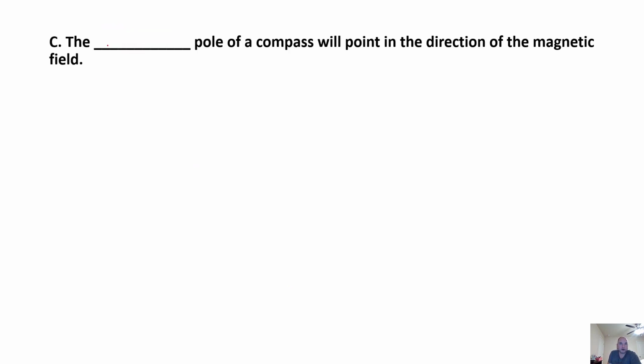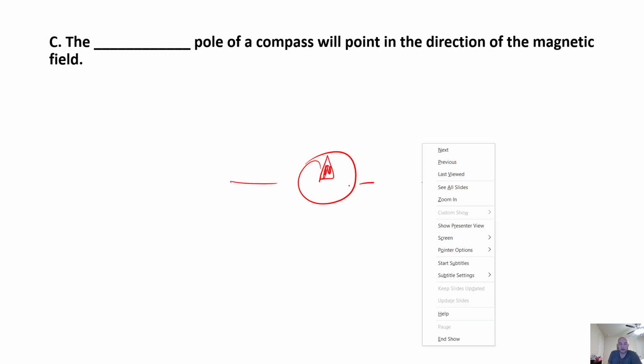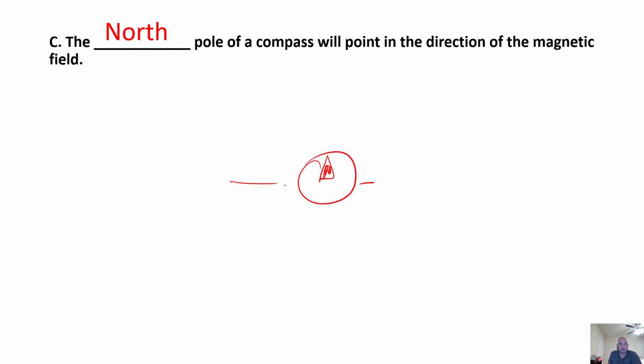So the blank pole of a compass will point in the direction of the magnetic field, and that is going to be the north pole of a compass. So right now, if I held a compass around a wire, with the wire behind the compass, it's telling me the magnetic field above this wire, when looking at it into the screen, is upwards. And then I can use that to determine some other things like the direction of the current of the wire.